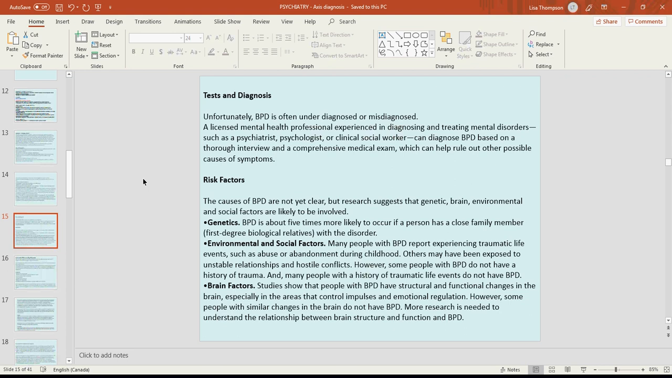Brain factors. Studies show that people with BPD have structural and functional changes in the brain, especially in the areas that control impulses and emotional regulation. However, some people with similar changes in the brain do not have BPD. More research is needed to understand the relationship between brain structure and function and BPD.